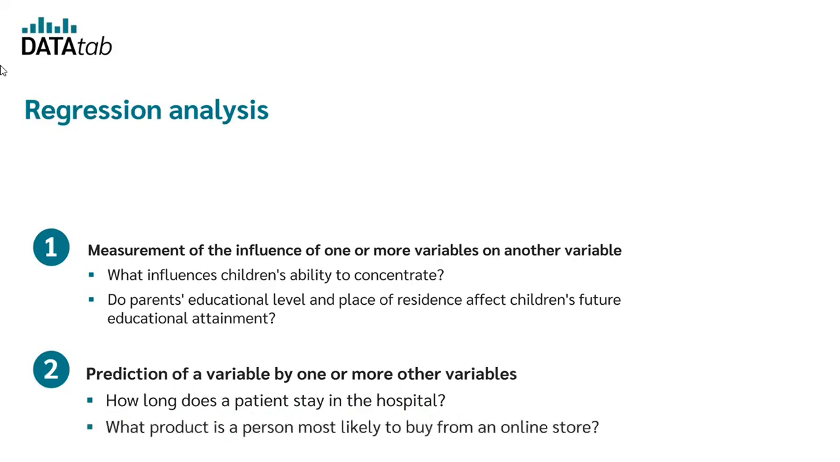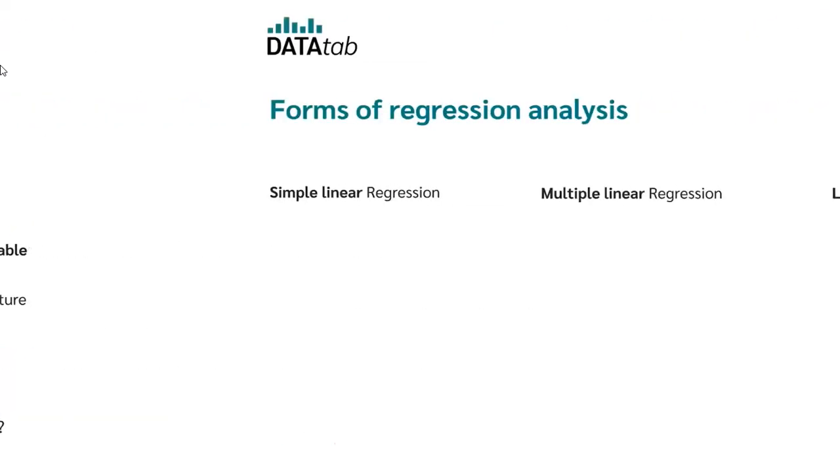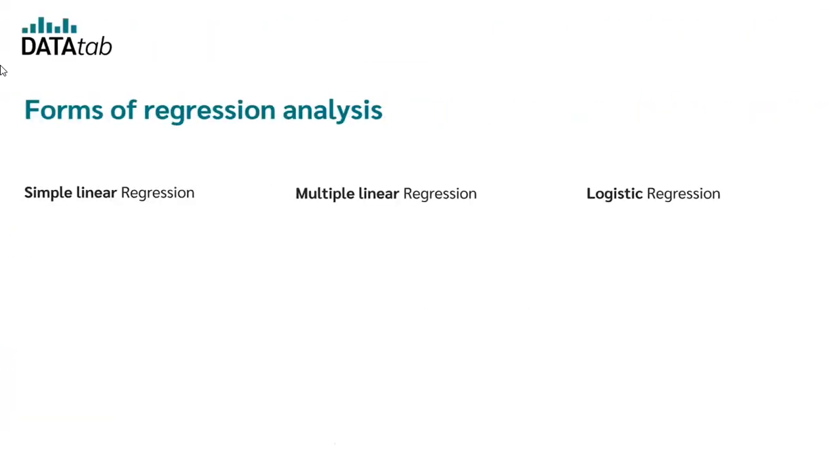Another example would be that as an operator of an online store, you may be very interested in which product a person is most likely to buy. So you want to suggest this product to the visitor in order to increase the sales of the online store. This is where regression comes into play. What we now need to know is that there are different types of regression analysis, and we get started with these types right now. In regression analysis, a distinction is made between simple linear, multiple linear, and logistic regression.